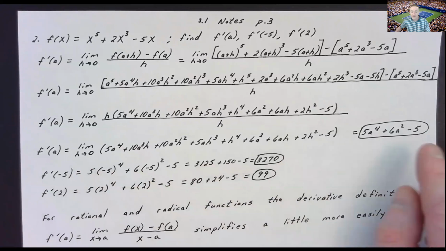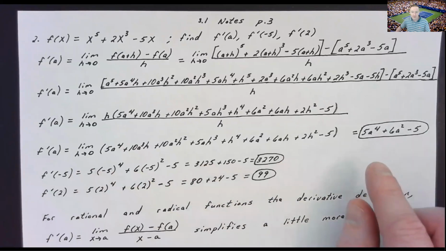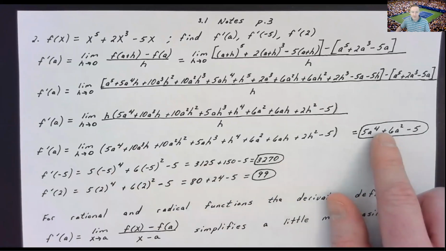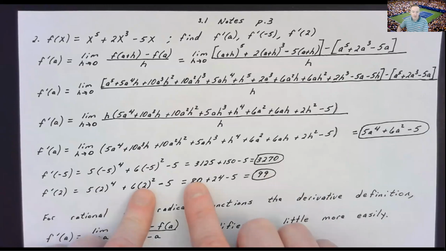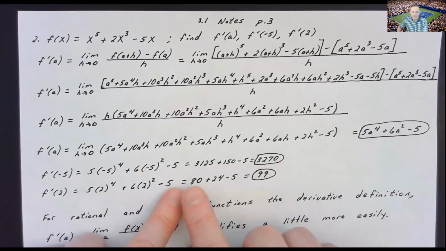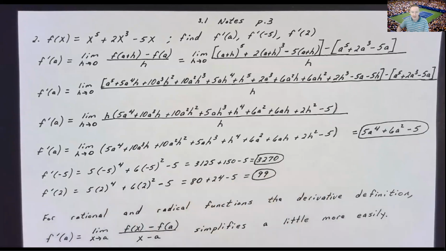For the f prime of 2, you just evaluate your algebraic derivative with an a value of 2. You'll get 2 to the 4th is 16 times 5 is 80. 2 squared is 4 times 6 is 24. So we have 80 plus 24 minus 5, 104 minus 5, 99.